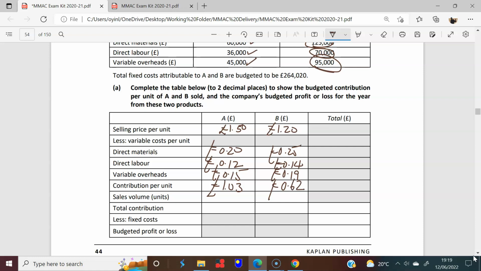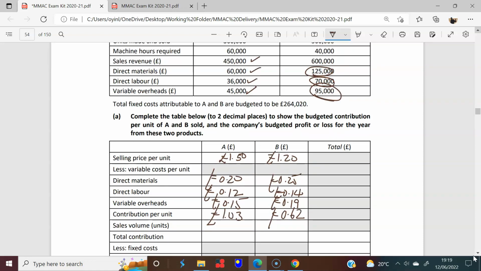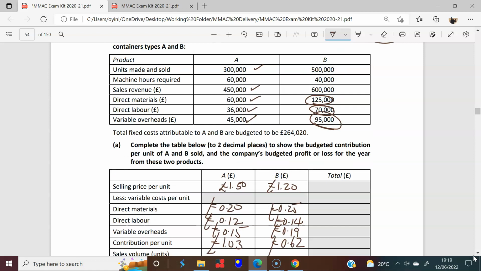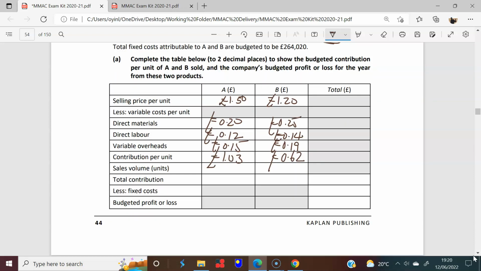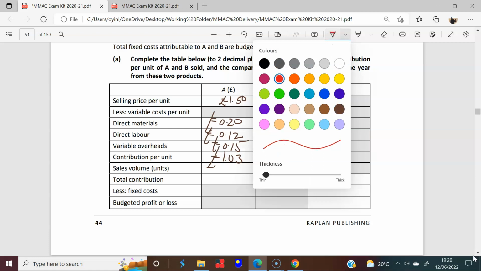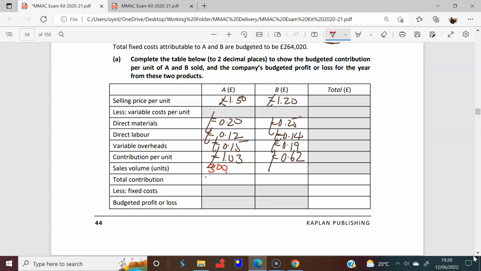So in terms of volume, let's look at the volume involved here. We have 300,000 and 500,000. And so let's find the total contribution, of course. So 300,000 times £1.03. So that's 309,000.